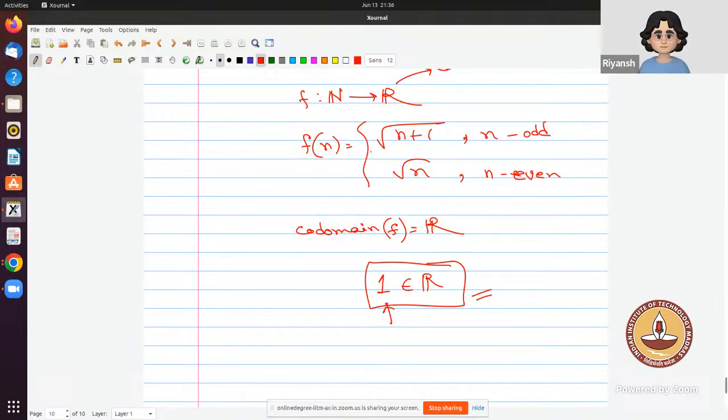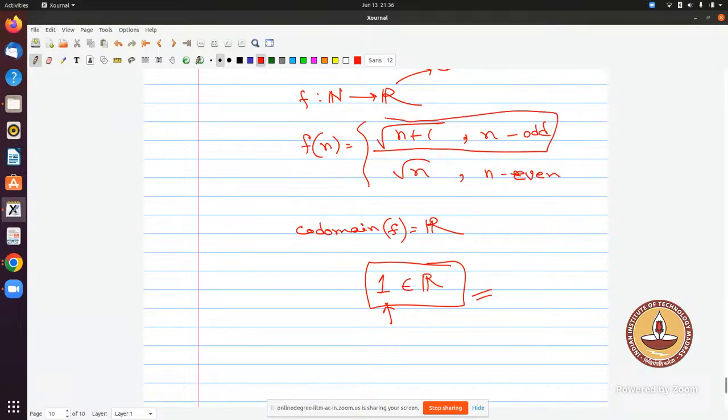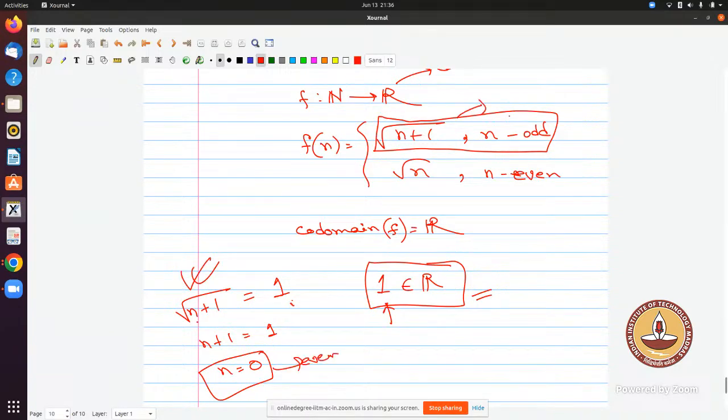Suppose for some n, which is odd, I am getting minus 1 as an output. Suppose for some n, I am getting this as 1. If I square it, I will get this. But I can apply this one when n is odd, but 0 is even. So this cannot give 1 as an output.